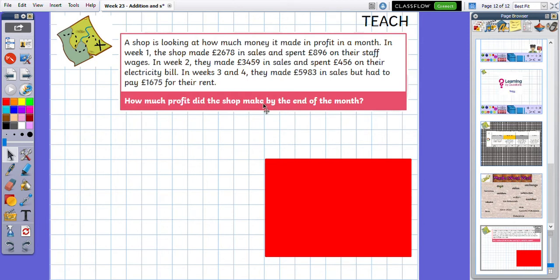Okay, so before we can even attempt this question, we need to have a think about the vocabulary that's in there. So we've got the word profit, we've got the word made, spent, we've got wages, so staff wages, spent, and then we've got the word pay. Okay, so let's think about these words.